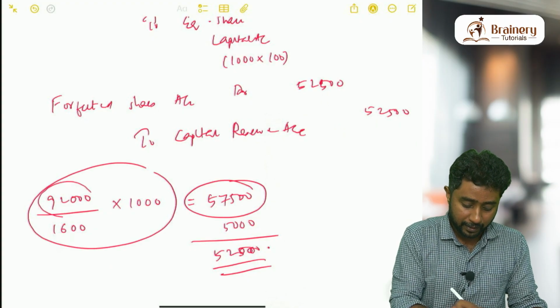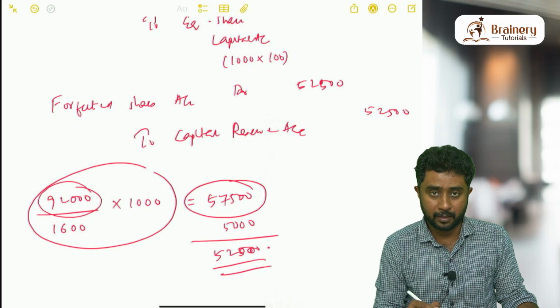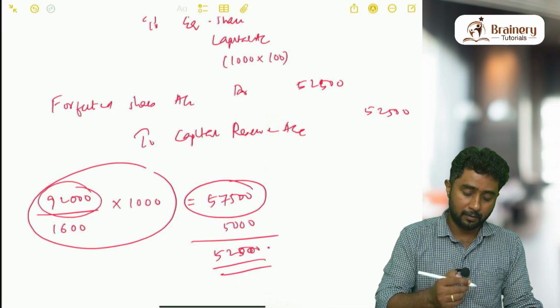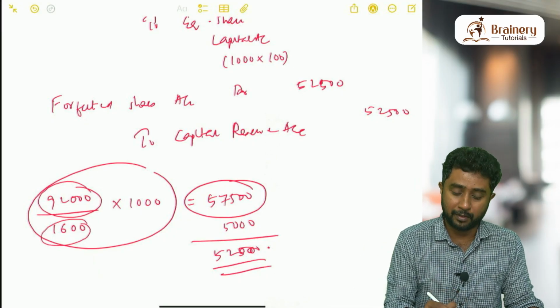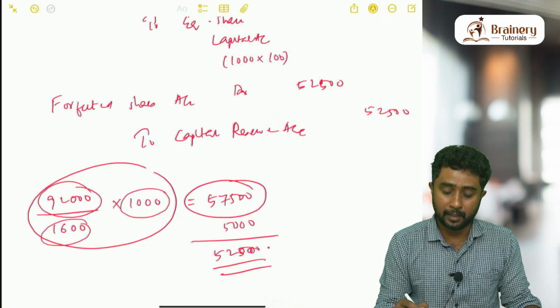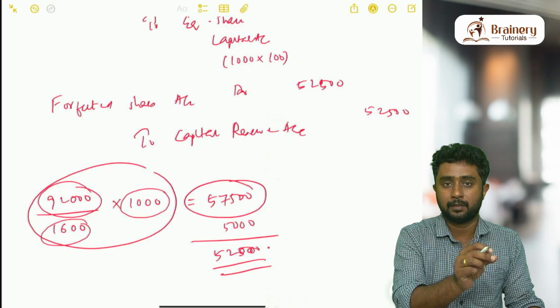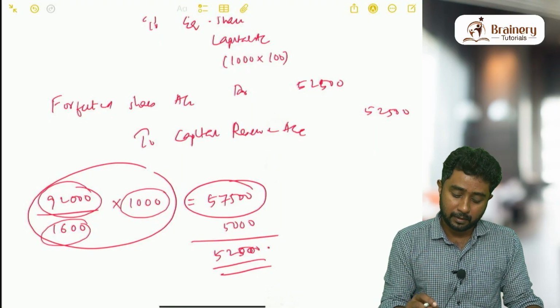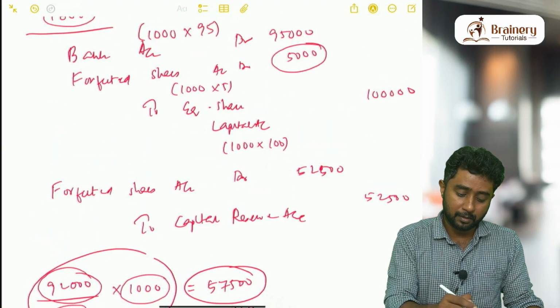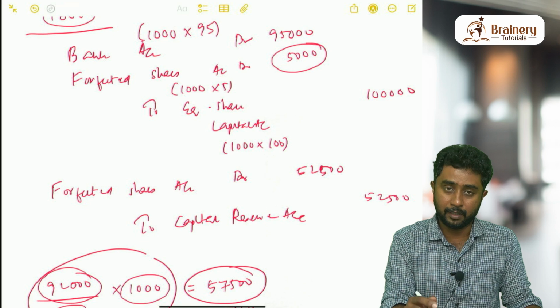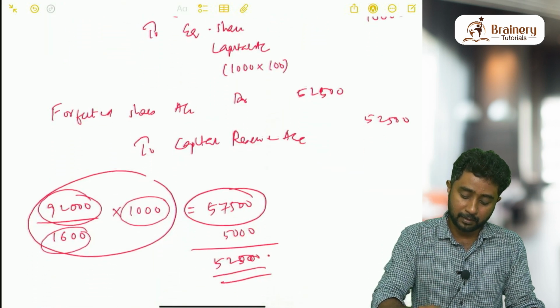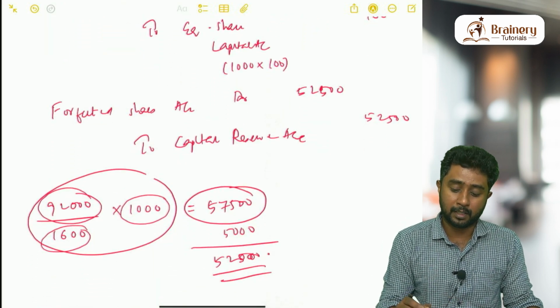Total amount that we have kept in share forfeited account at the time of cancelling, divided by number of shares forfeited, into number of shares reissued. You will get an amount. That amount is related to these 1000 shares. Out of that total amount, how much have we used? 5,000 only. We need to check. Remove that 5,000 from this, and you will get the remaining amount. That should be transferred to capital reserve.